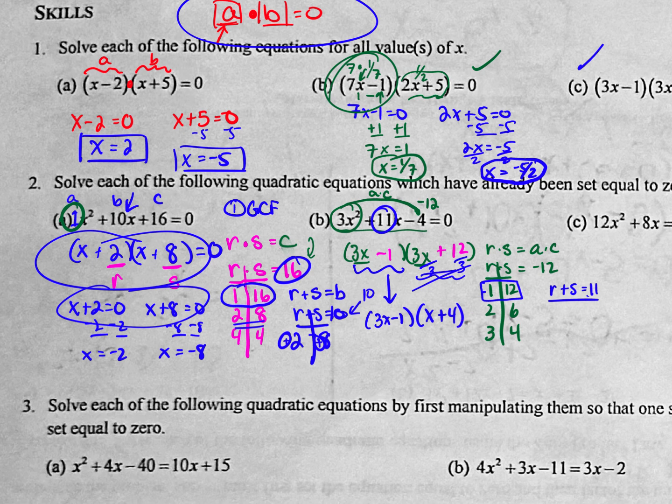But there's our factorization, and now we just set it equal to 0. And now we can use our zero product property. So I'll let you solve those to get your final answers.